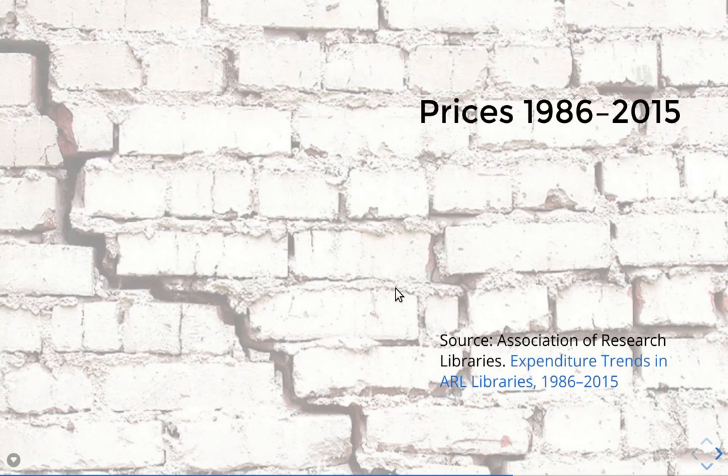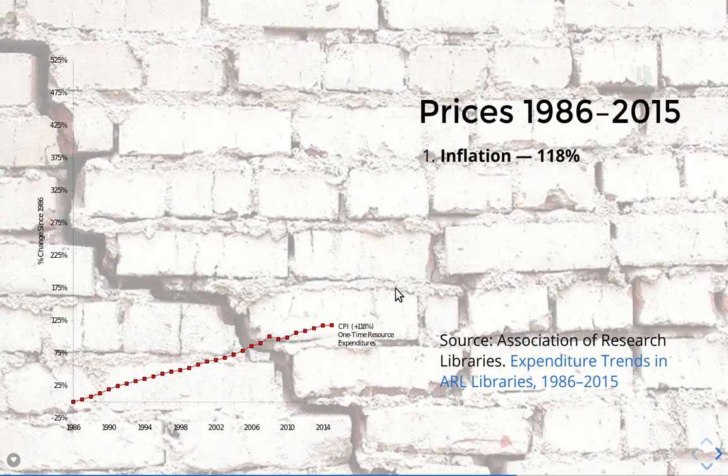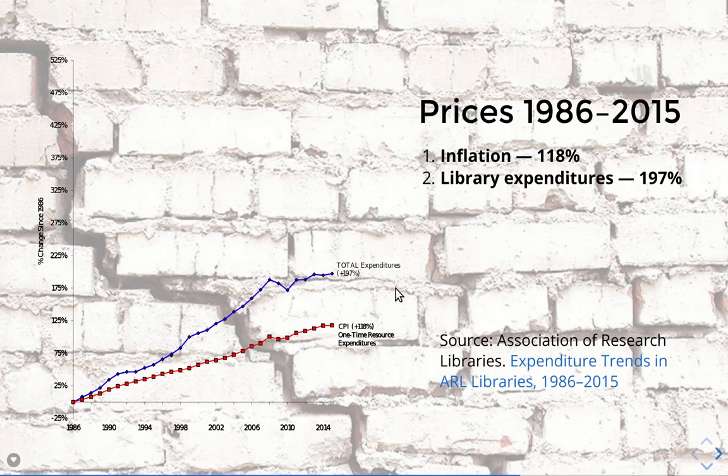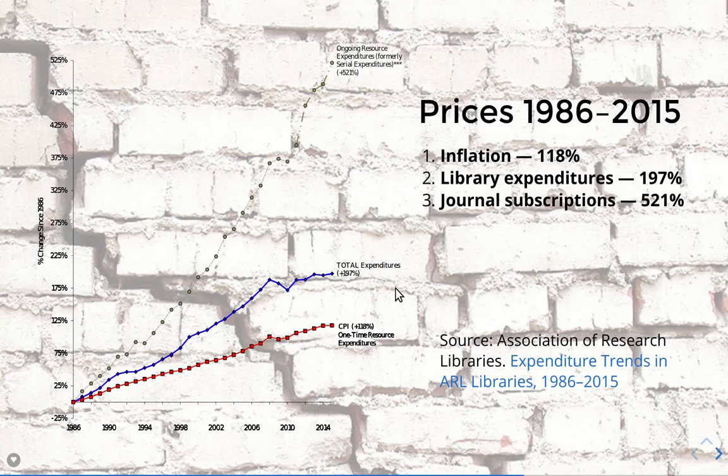So have things improved? Inflation from 1986 to 2015 has been about 118%. Library expenditures have gone up 190%, so they've grown faster than inflation, which is good. Libraries have essentially larger budgets, but the cost of journal subscriptions has grown by over 500%. So while libraries have bigger budgets, their budget is increasingly taken up with these subscriptions, leaving less for the other important things that libraries do. And a lot of them are having difficulty keeping afloat.